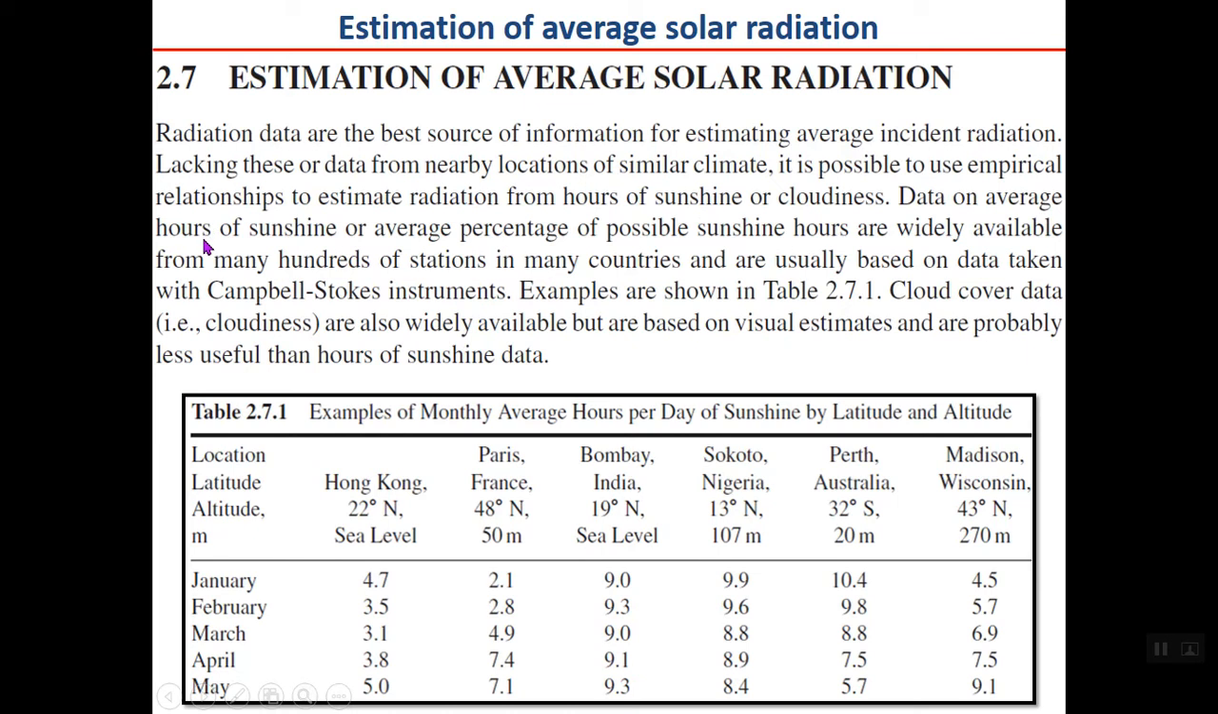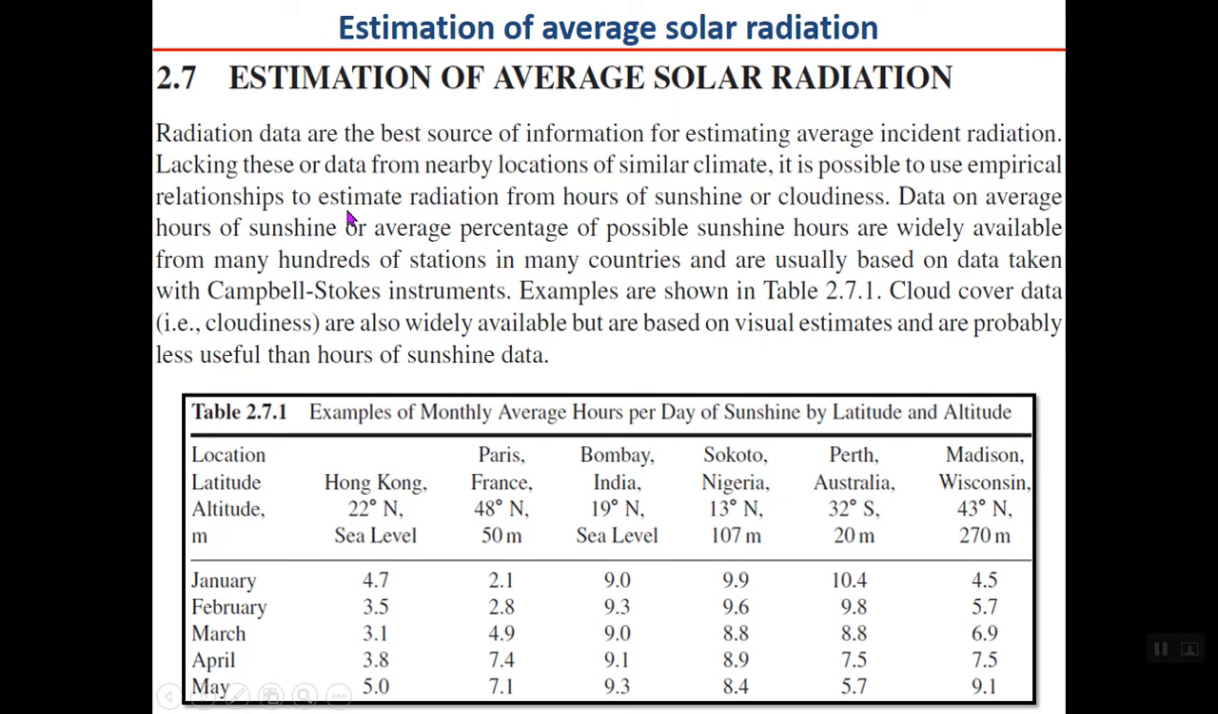Data on average hours of sunshine or average percentage of possible sunshine hours are widely available from many hundreds of stations in many countries and are usually based on the data taken with Campbell-Stokes instruments. You can see such data, for example, for the average hours per day of sunshine for different locations from Hong Kong to Madison, Wisconsin, in different months of the year in your book, Table 2.7.1.